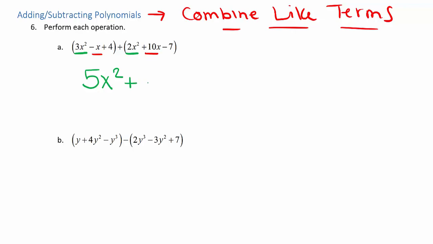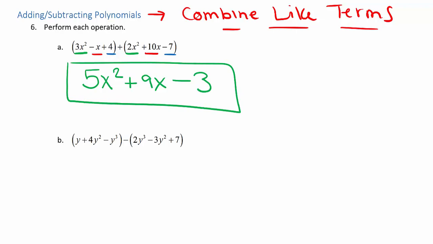The minus x and plus 10x are like terms. That becomes a plus 9x. The minus 7 and plus 4 are like terms, and that becomes a minus 3. And that's my final answer. I have no other like terms.